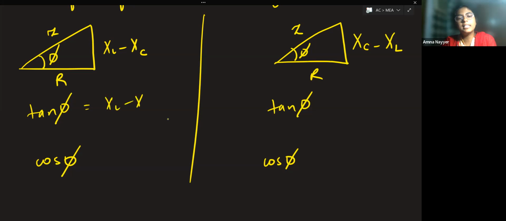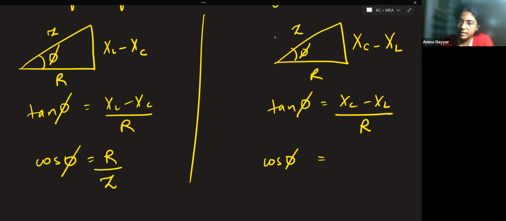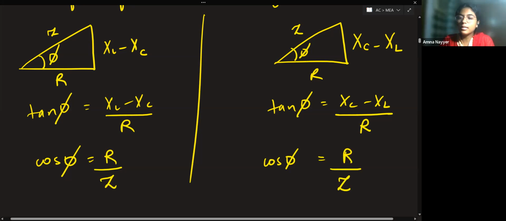XL minus XC divided by R. And in case of the circuit where XC is greater, you will have it as XC minus XL divided by R. Fine. And cos phi will be equal to what? R divided by Z. And here, this will also be equal to R divided by Z. So there is no difference in case of cos phi.